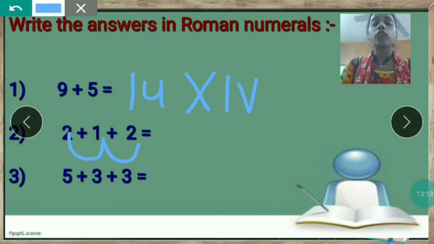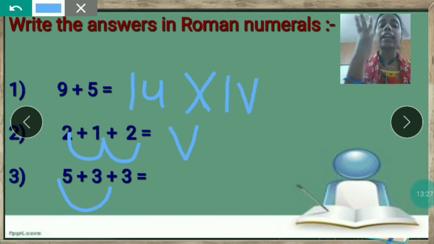Okay. Now, we will add the second number, that is 2 plus 1, 3, 3 plus 2, 4 and 5. So, what is the value of 5 in Roman? That is V. Now, students, we will add the other. So, 5 plus 6, 6, 7, 8 and 8 plus 3, 9, 10, 11.